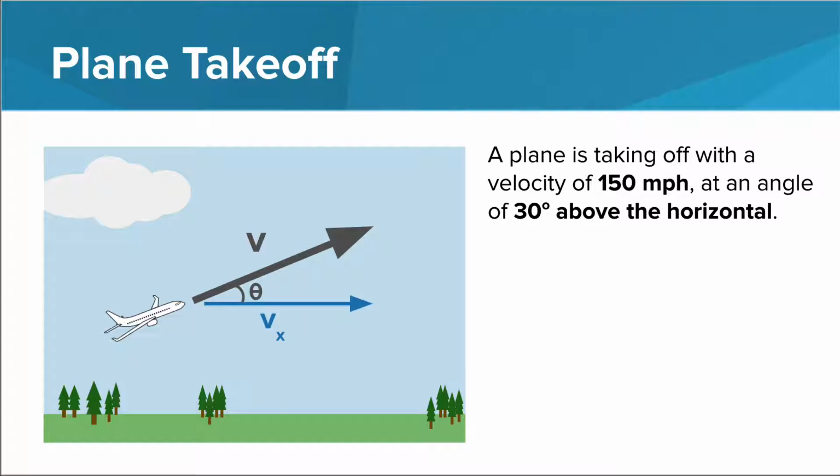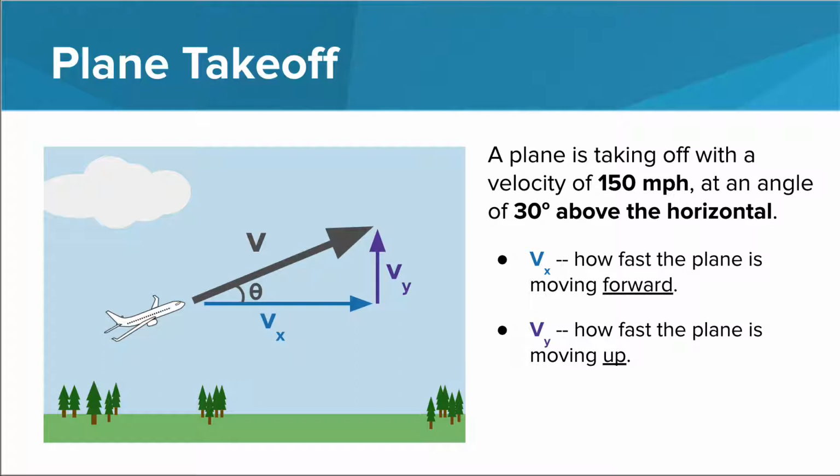The x component, Vx, tells us the horizontal portion of the diagonal velocity, or in other words, how fast the plane is moving forward, while moving at 150 miles per hour at an angle. Likewise, the y component, Vy, tells us how fast the plane is moving up. Because this is a right triangle, we can use trigonometry to calculate the magnitude of each x and y components.